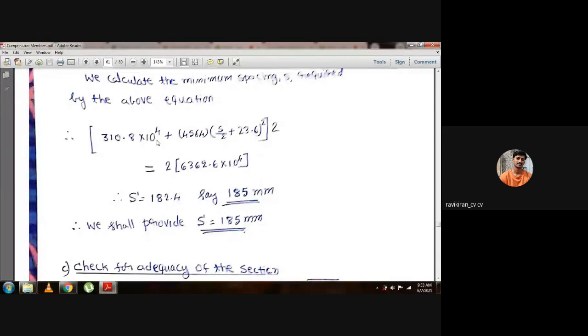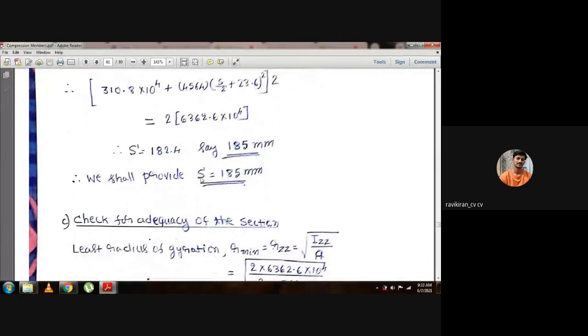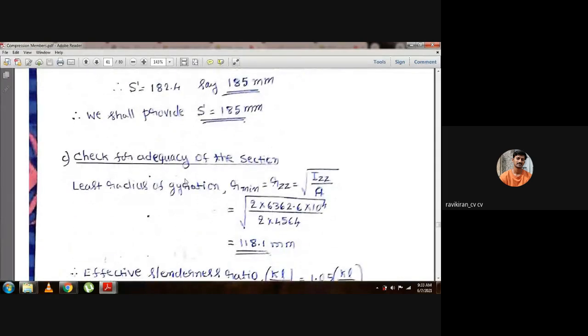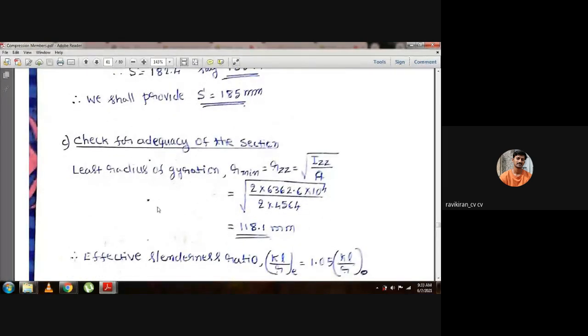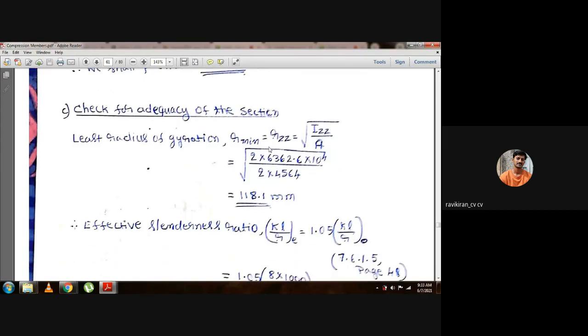So obviously now the YY value is greater than the ZZ value. Now check for adequacy. Least radius of gyration is equal to square root of I by A, and in terms of ZZ it is the minimum now. As we increase the spacing, ZZ comes out minimum. So in this case, the radius of gyration is 118.1 millimeter.